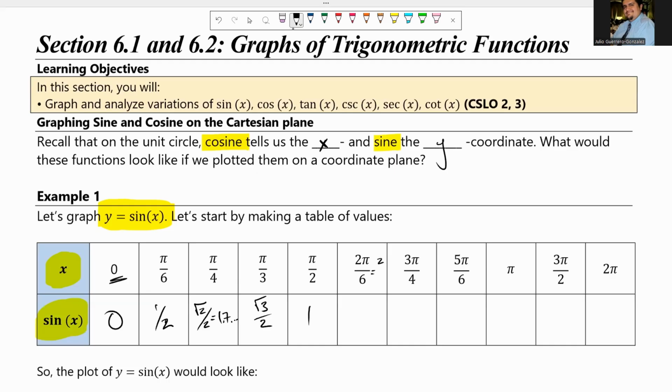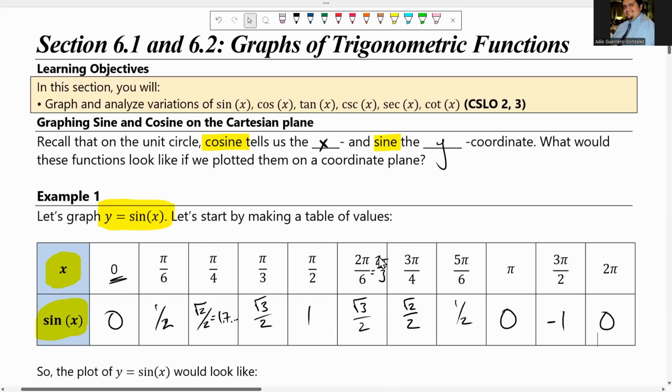Okay, 2 pi over 6, hopefully you guys see this. This reduces to, sorry, am I right? Yeah, 2 pi over 3. And if you take a look at that, that's going to be square root of 3 over 2. 3 pi over 4, that is going to be square root of 2 over 2. 5 pi over 6, 1/2, and at pi, 0. Okay, we're going to jump a little bit. Let's go to 3 pi over 2, which is the angle that points straight down. That's going to be -1. And then the y portion of our point at 2 pi is going to be 0, okay?